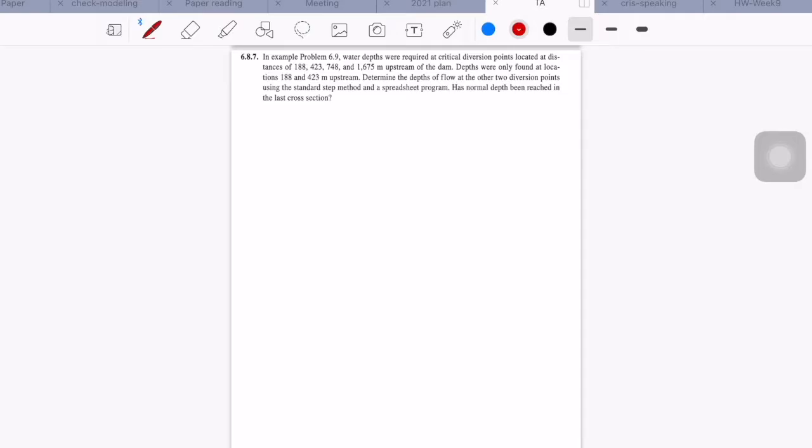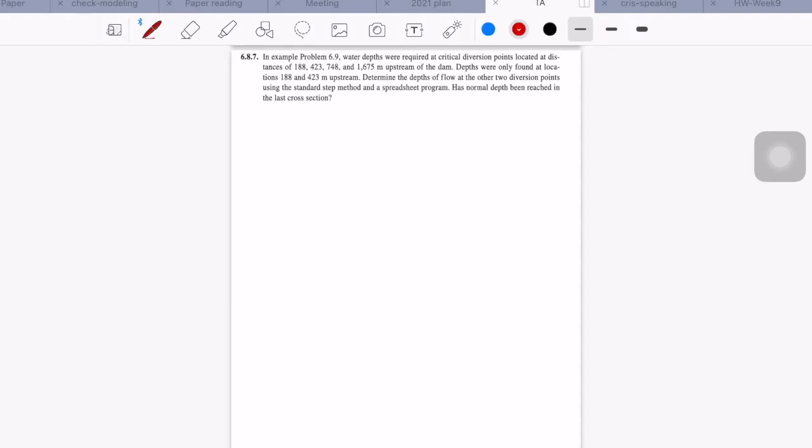Today, we will look at some problems about the computation of water surface profiles. For the first problem, example problem 6.9, water depths were recorded at critical diversion points located at distances of 188, 423, 748, and 1675 meters upstream of the dam, and depths were only found at locations 188 and 423 meters upstream.